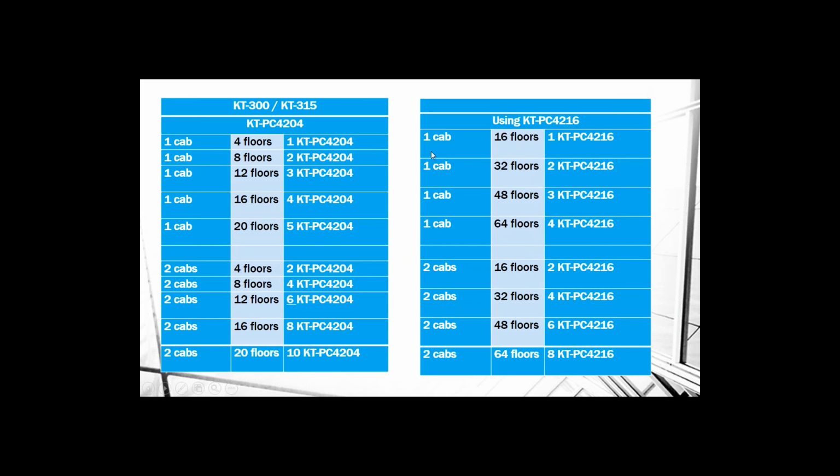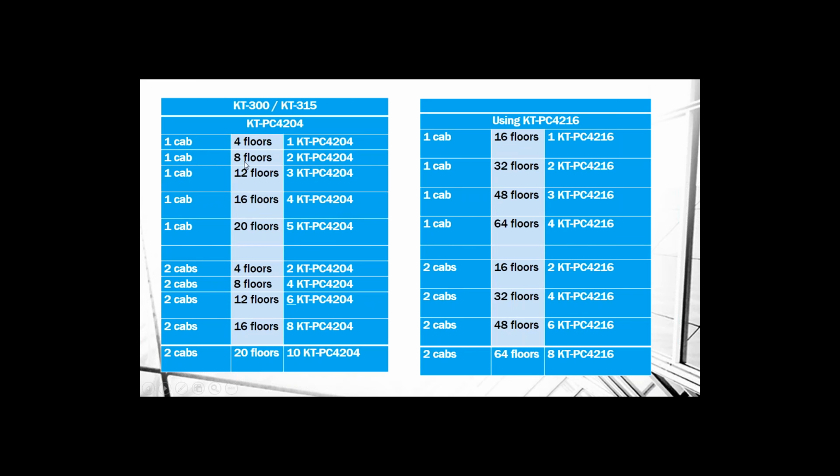We have two examples. For example, right now, KT300, 315. If we're using the KT300, 315, remember, we can use either relay or output module. On the left, we have an example with relay. In KT300, 315, the relay board has 4 relays per module. For example, we have 1 cab, 4 floors. We can use 1 relay board because it has 4 relays and 4 floors. That's all we need. Now, 1 cab, 16 floors, we're going to need 4 of those modules because each one of those has 4.